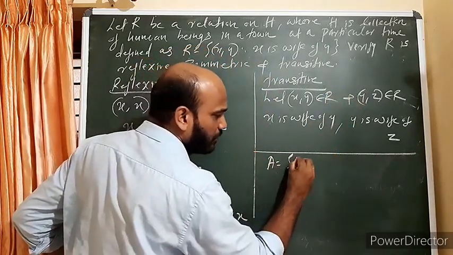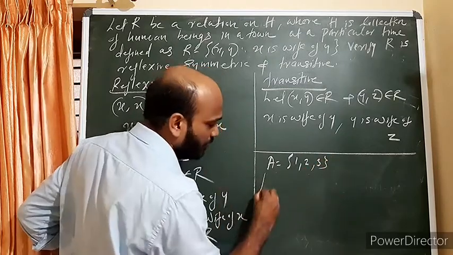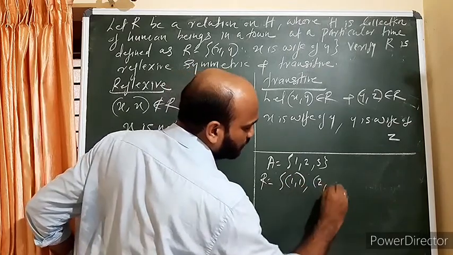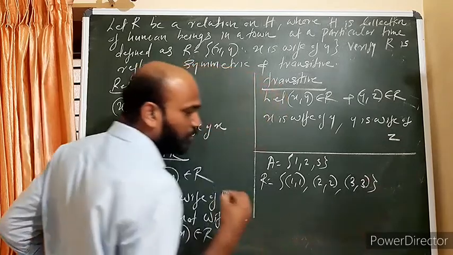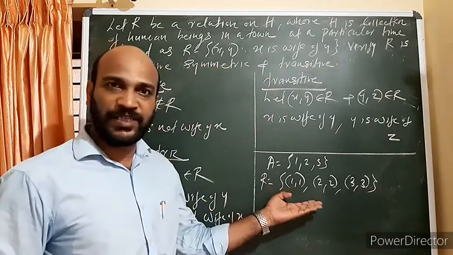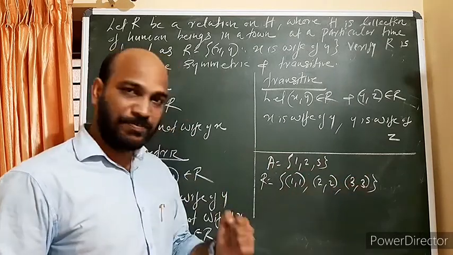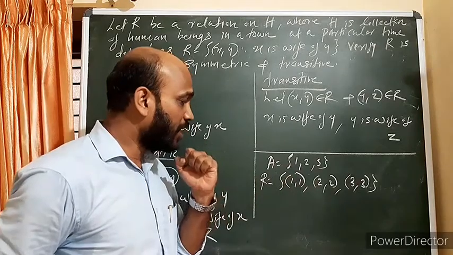Suppose A equal to {1, 2, 3}. I am forming a relation R on A. R equal to {(1, 1), (2, 2), (3, 3)}. What about R? This is clearly reflexive, right? Because (1, 1), (2, 2), (3, 3) is there. It is symmetric. (1, 1) reversed is (1, 1), (2, 2), (3, 3). What about transitive?